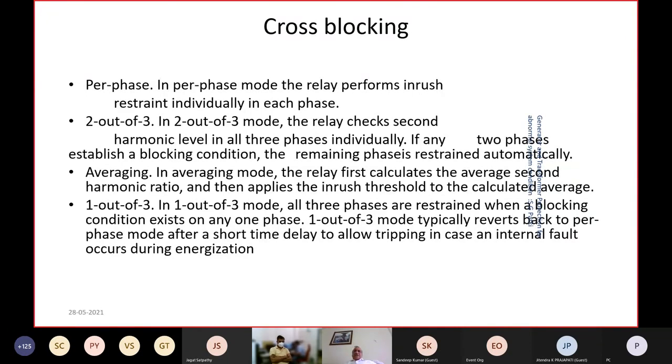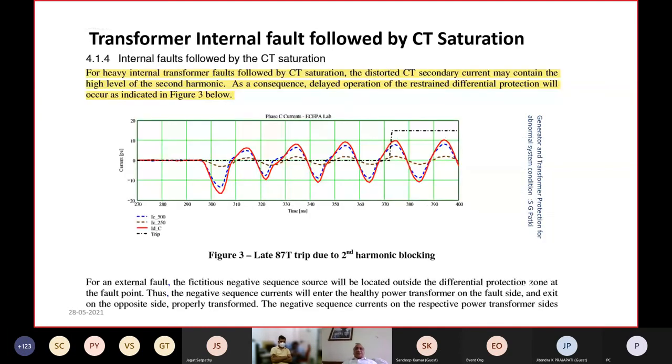So if anyone is facing a problem of harmonic restraint malfunctioning, it is a good idea to replace those old technology relays with new relays having saturation detection, the cross blocking feature with per phase detection of the harmonics, etc. So these are the advantages of the modern technology.